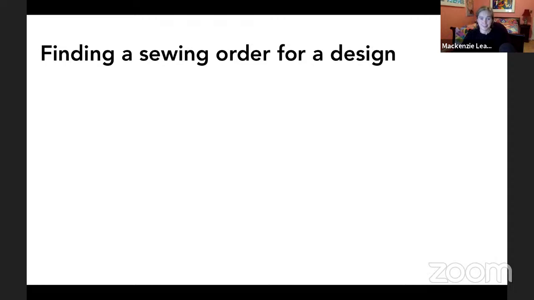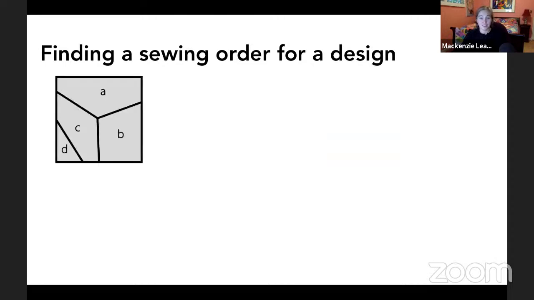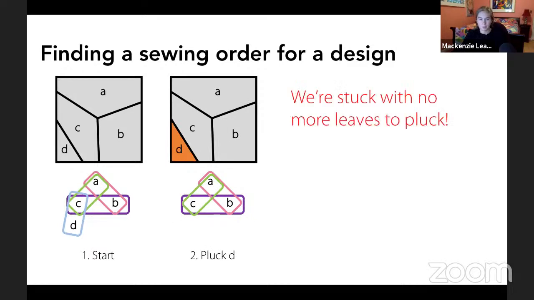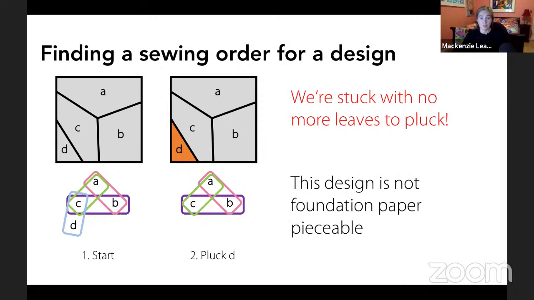So now let's try another design. Here's its starting hypergraph. The only available leaf here is the blue one with face D, so we pluck that. We can now look for another leaf, but this time we're stuck with no more leaves to pluck. And if there are no leaves to pluck before the end of our procedure, the hypergraph contains a cycle, which means the design is not paper pieceable.